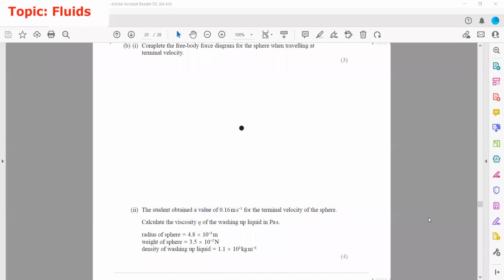In this question, we have to complete a free body force diagram for a sphere when it is falling at terminal velocity. So when it is falling at terminal velocity, the weight of the sphere is acting downward, the upthrust is acting upward, and the viscous drag or drag force is also acting upward, because the viscous drag or drag force always opposes the motion.